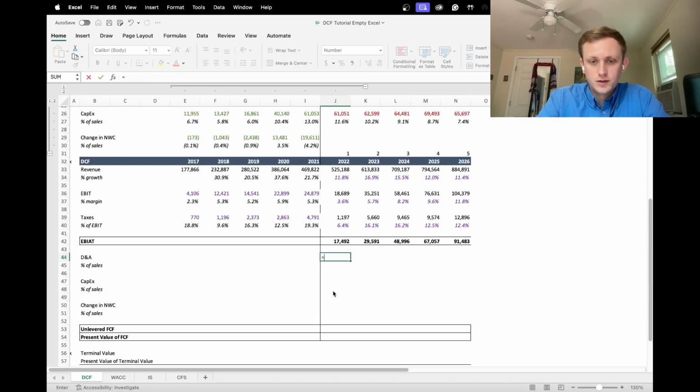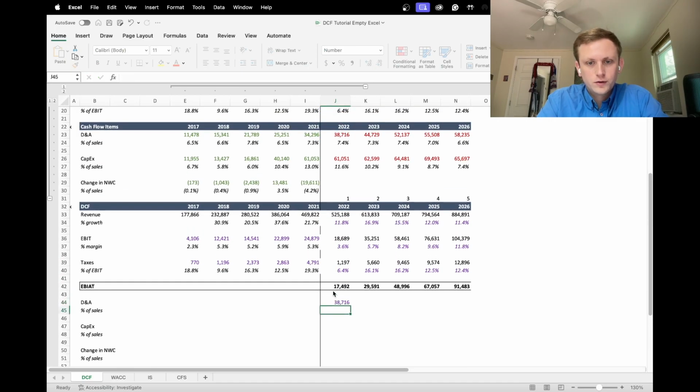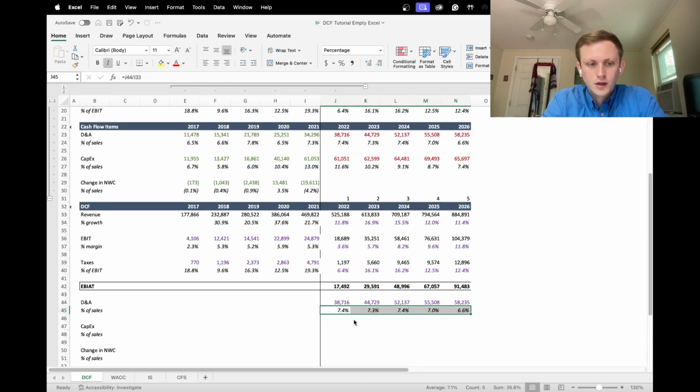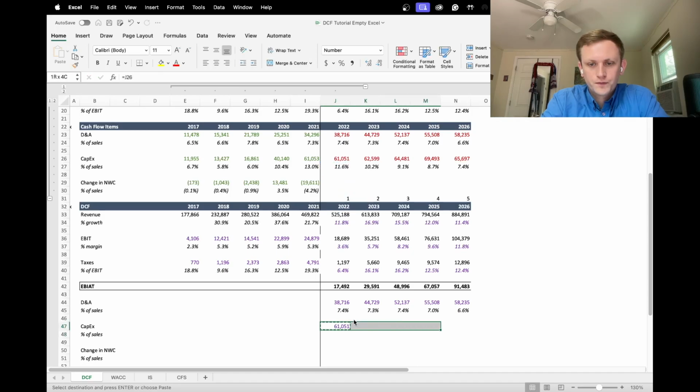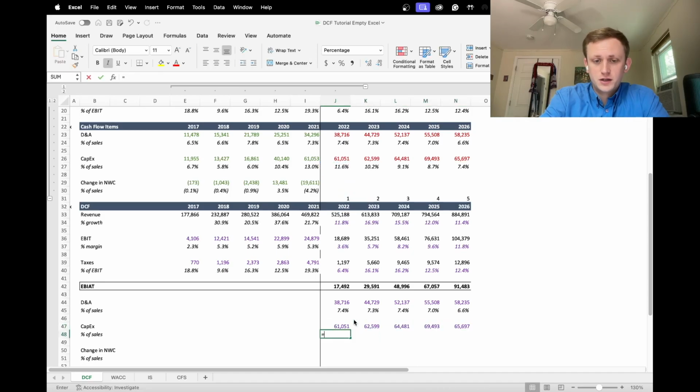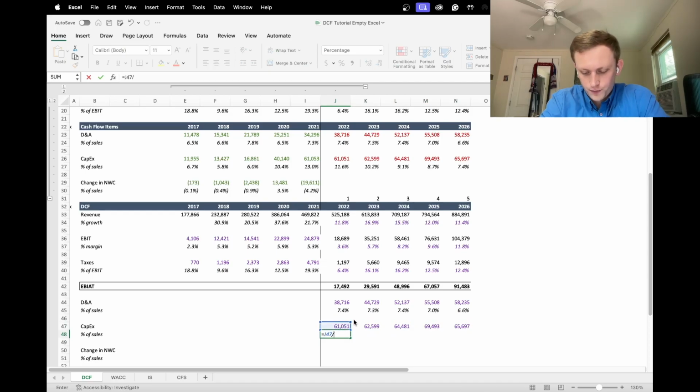Then for D&A, I'm going to link it to the D&A in our cash flow items. So now for percentage of sales, I'm going to get the D&A and divide it by the revenue. I'm going to link the CapEx from our cash flow items. And for the percentage of sales, I'm going to get the CapEx and divide it by the revenue.